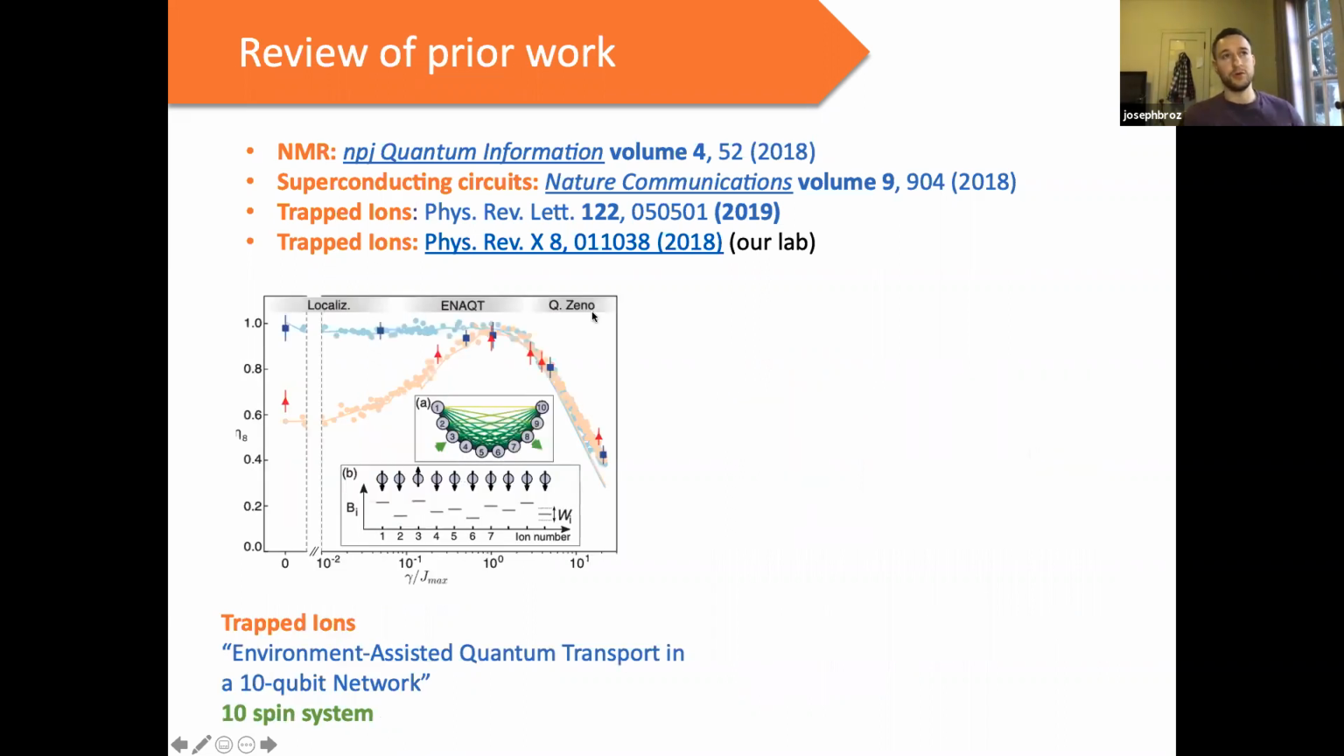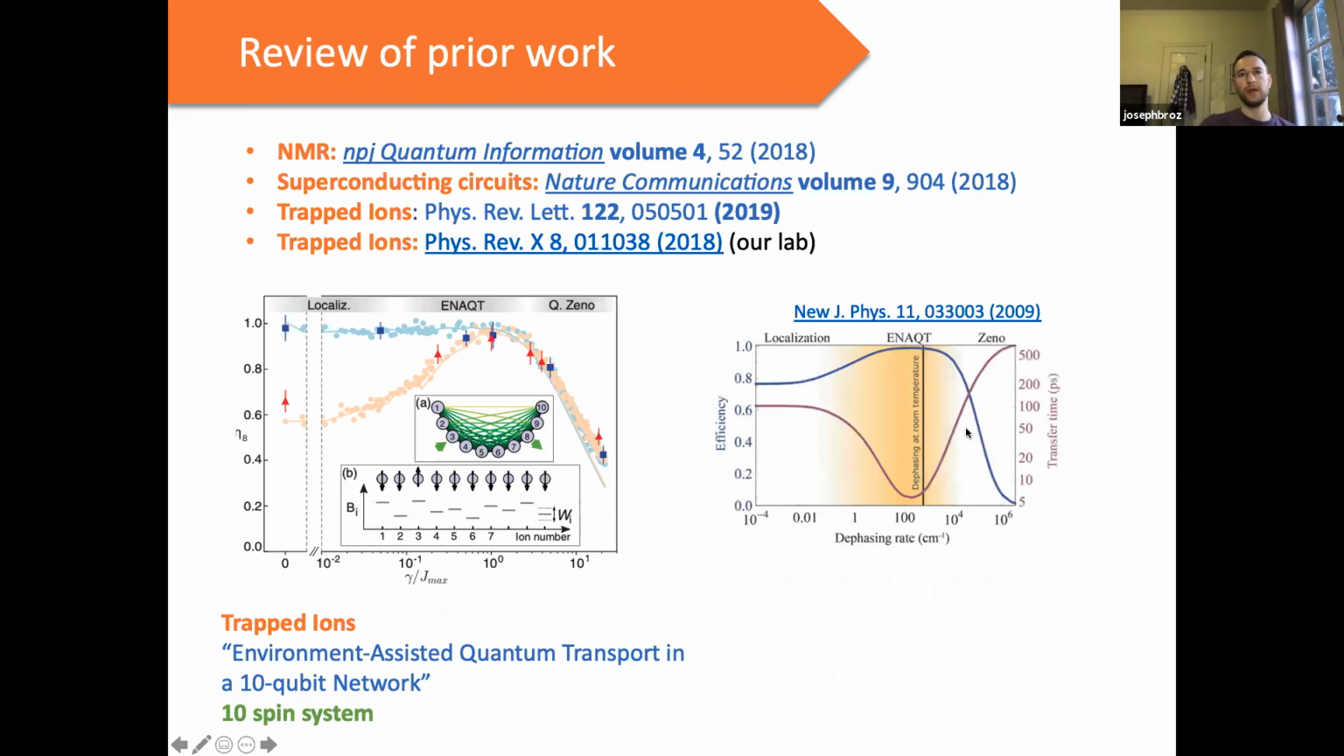And then what I thought was the coolest experiment was the trapped ion one done at University of Innsbruck, and they actually had 10 spins. So this was really a cutting edge experiment. They basically reproduced this plot with 10 spins, so they more or less reproduce the effects here.